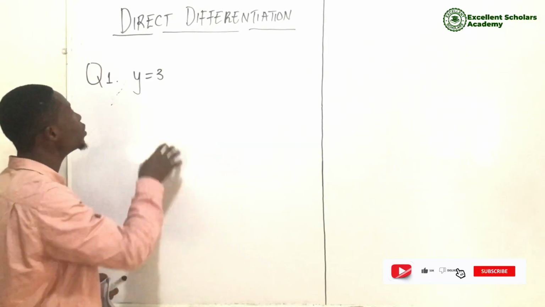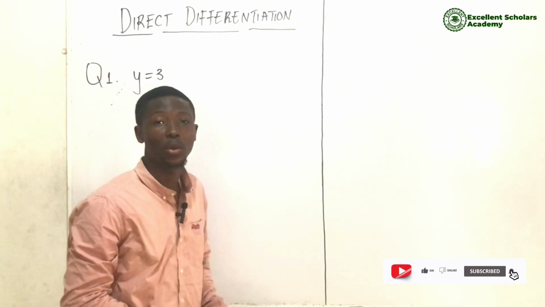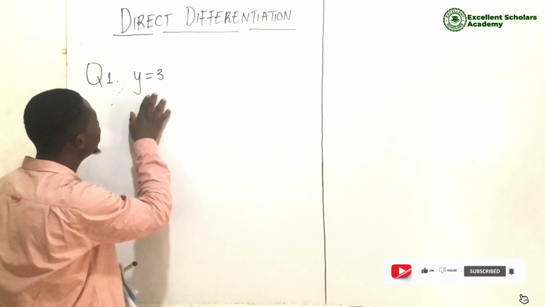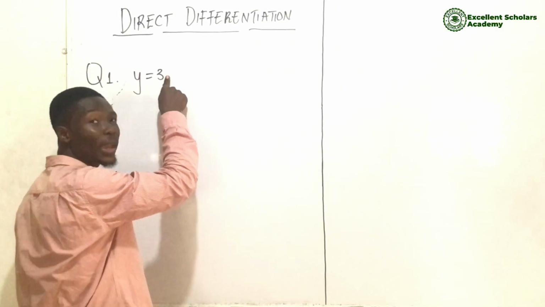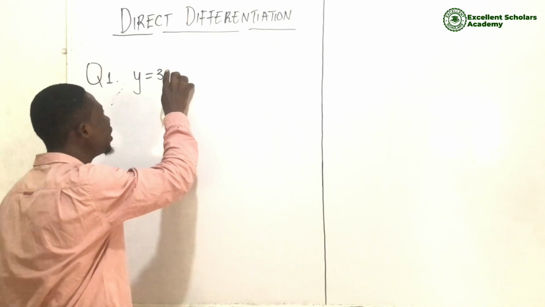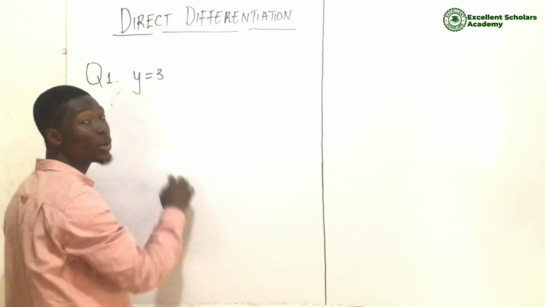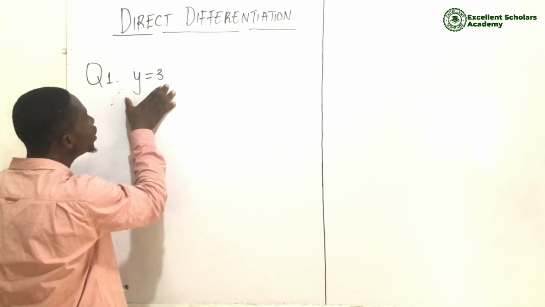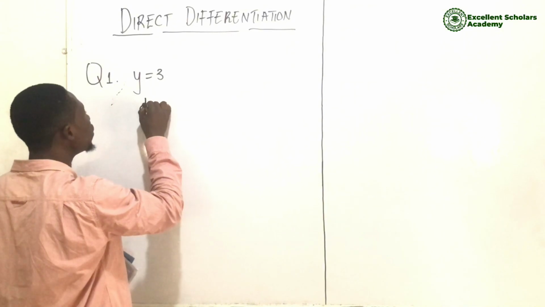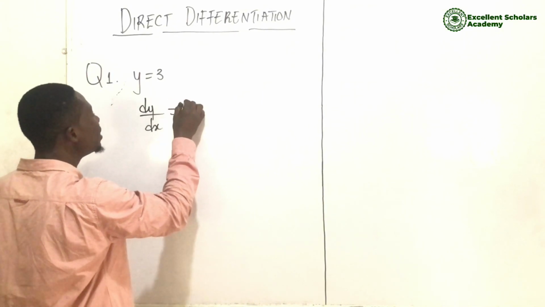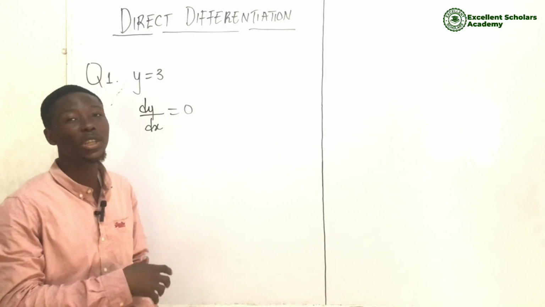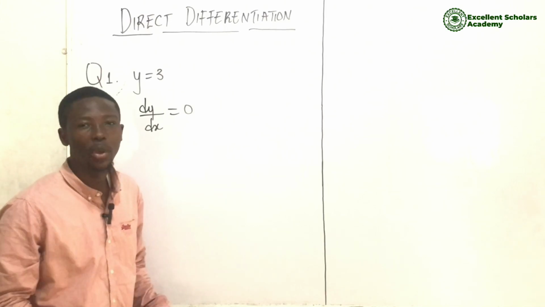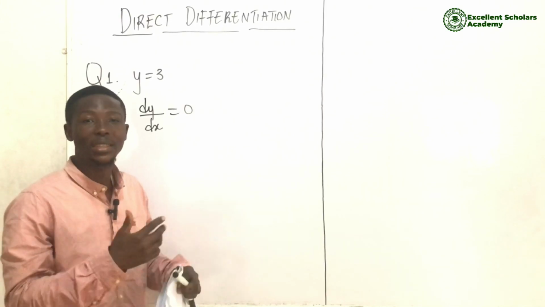So this is the first question we're going to solve, y equals 3. Now we want to differentiate this. This 3 does not have any variable of x, or any function of x. It's just a constant. When you differentiate a constant, you get 0. In like manner, if I differentiate 2, I get 0. If I differentiate 1,000, I get 0. If I differentiate 1 million, I get 0.